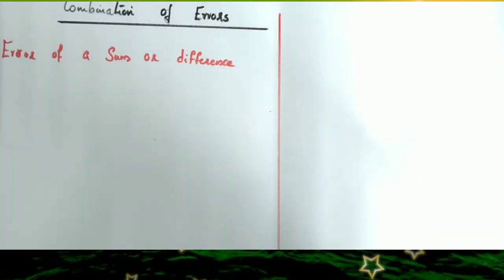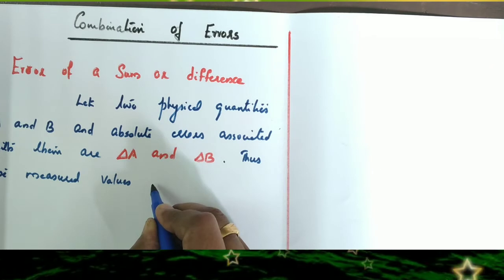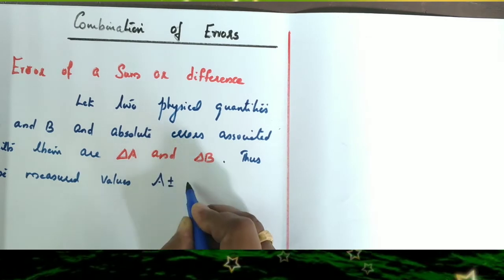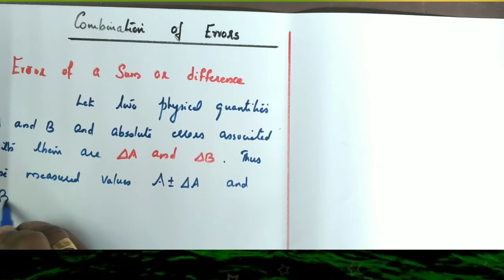Number 1, error of a sum or difference. Let two physical quantities be A and B, and the absolute errors associated with them are delta A and delta B. Thus the measured values in terms of absolute error can be represented as A plus or minus delta A, and B plus or minus delta B.